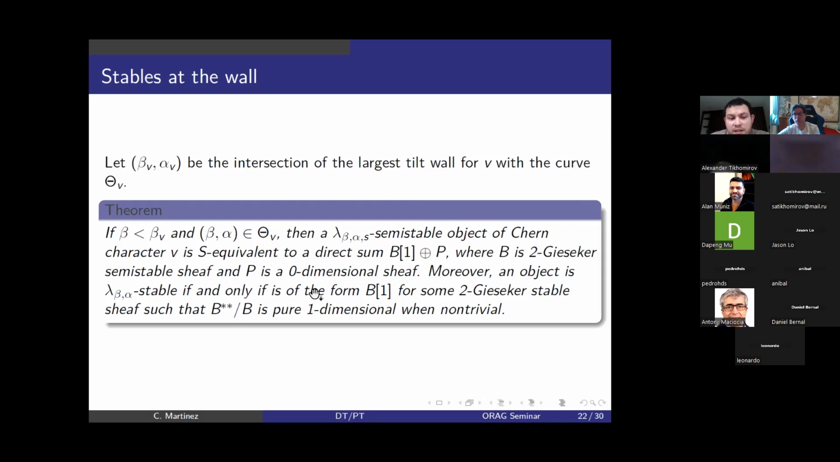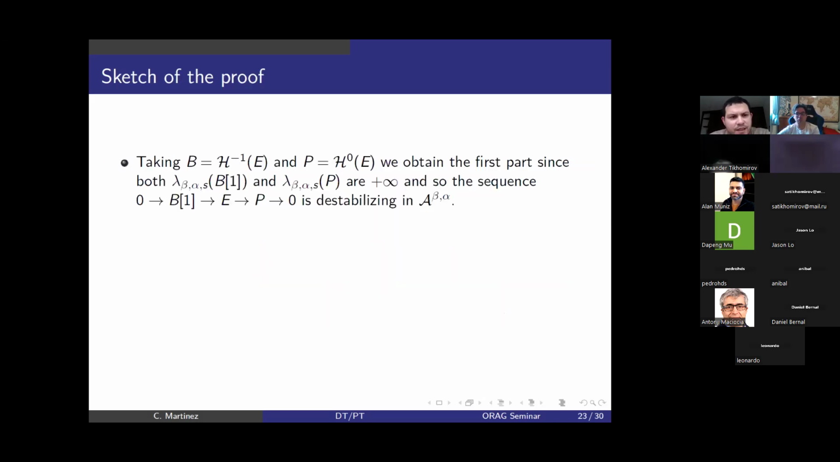So the only thing that is stable, right? One thing of these guys that are stable are actually of the form B shifted by 1 for some 2 Gieseker semi-stable sheaf. But not just that, it cannot be just Gieseker stable. That's not the only condition. There is another condition that shows up, and it is that B double dual quotient by B is a pure one-dimensional sheaf whenever it's non-trivial, right? Then I would like to show you a sketch of the proof for this because I think it has very nice content.